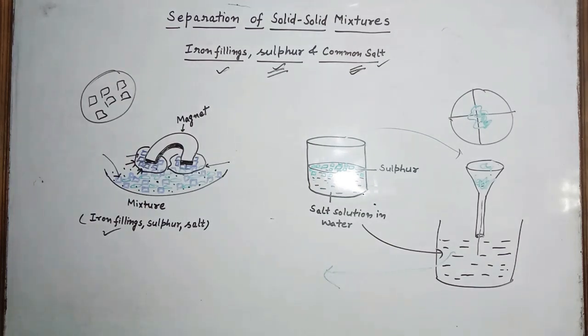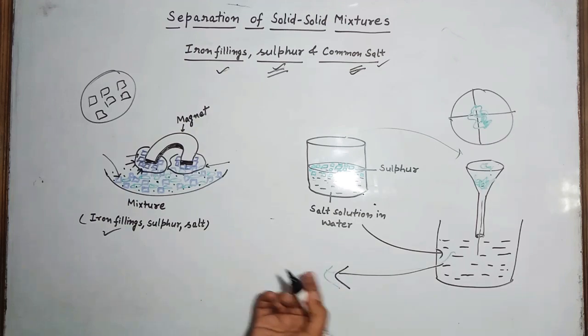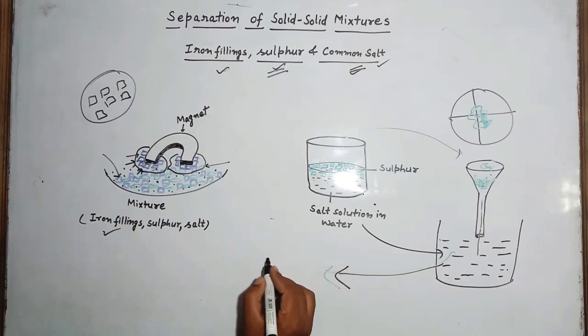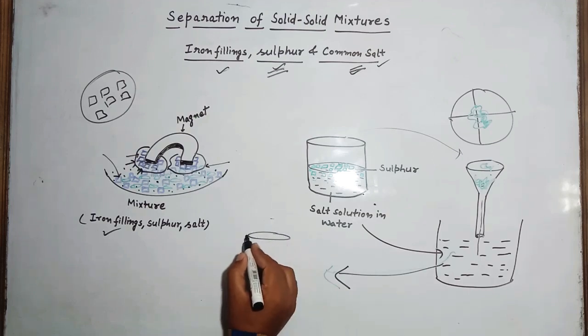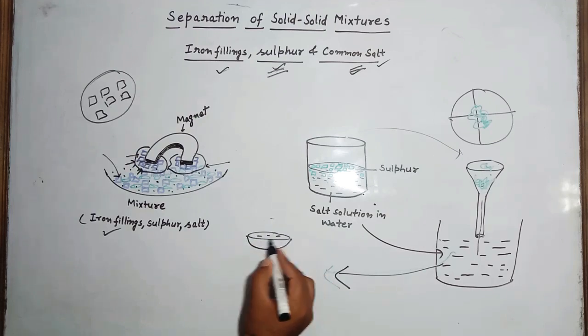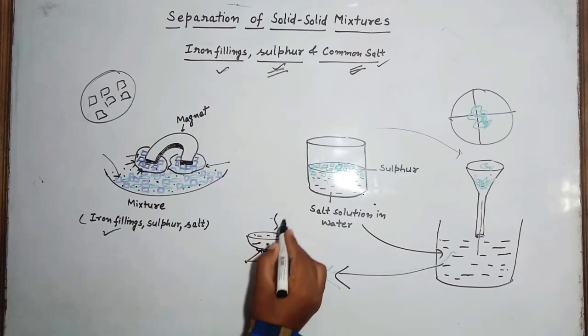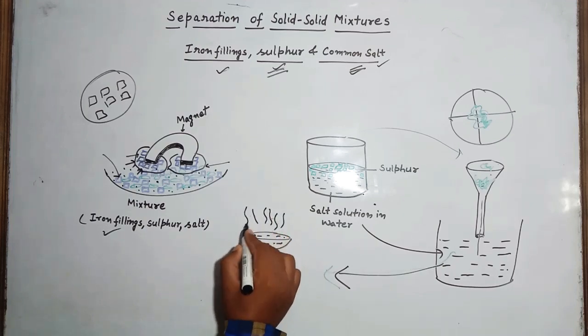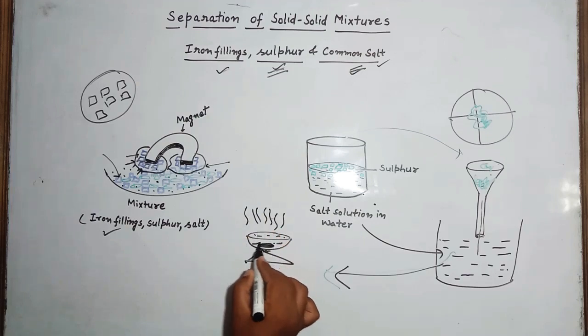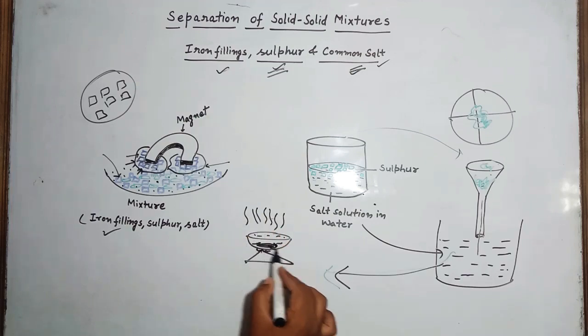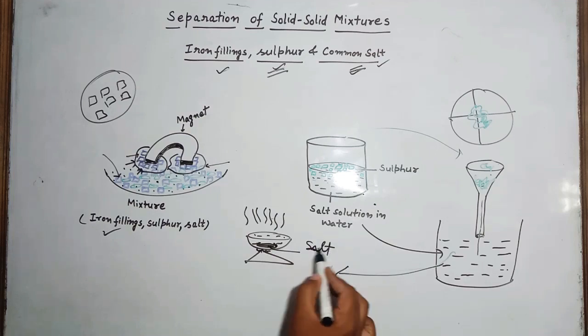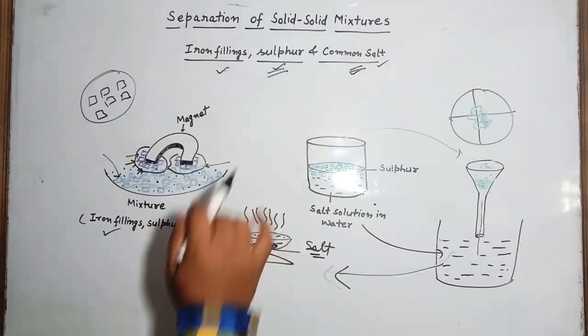You know how to separate salt from salt solution, with the help of evaporation. Means you will evaporate this one, one dish you can take, and in this you will put the salt solution, and here with the help of a burner you can heat it, and after heating what will happen, the water will get evaporated and whatever will be remaining in this dish, that will be your salt. In this manner you can separate these three things.